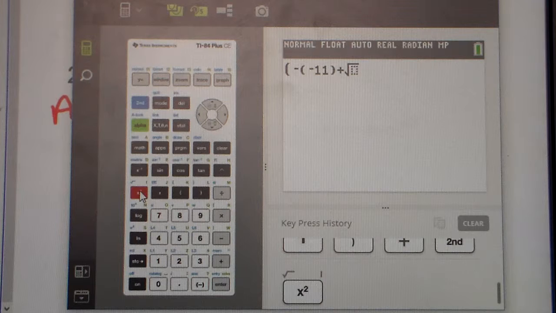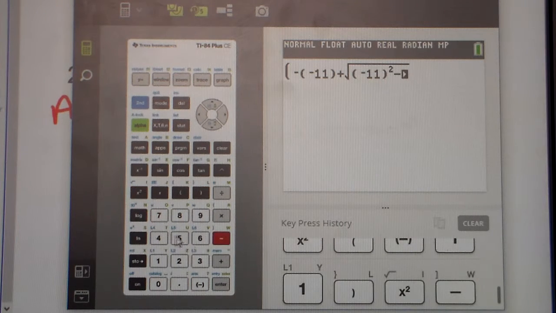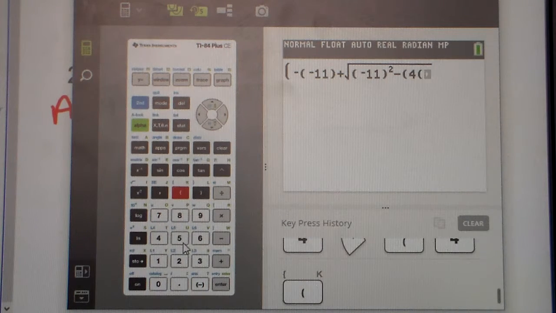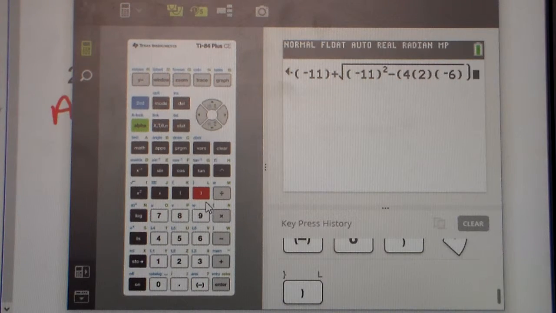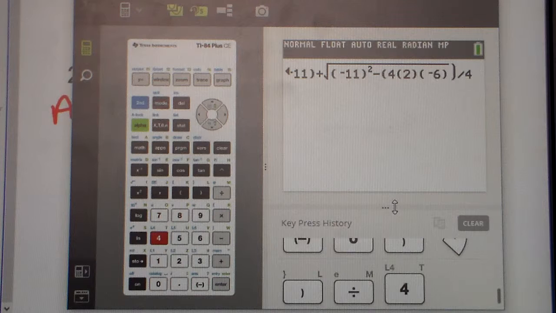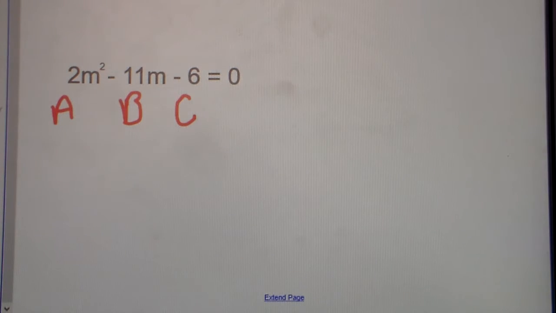So second square root. Parentheses, -11 squared minus 4. Better yet, I'll do parentheses there. 4, 2, and -6 goes in for c. We then get outside the square root by hitting the right arrow key. Then we close parentheses, and we're going to divide by 4 because 2 times 2 is 4. Hit enter, we get an answer of 6. So the first one is 6.